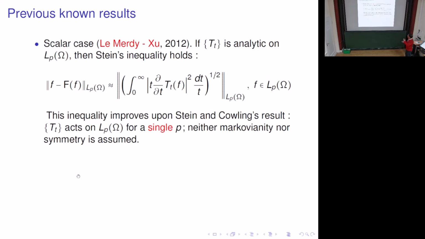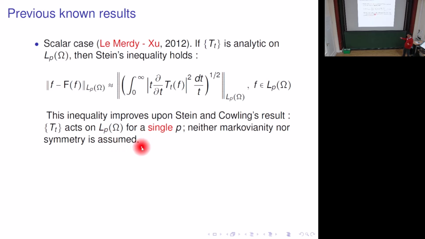The first one is the scalar case. So you see, I suppose TT is analytic. Now the Banach space X is just the complex numbers. Then we have this equivalence, which we proved several years ago with Hong and Ma. So we extend the Stein inequality to this more general setting. Of course, as I mentioned before, this equivalence improves upon the Stein and Koenig result in some aspects.